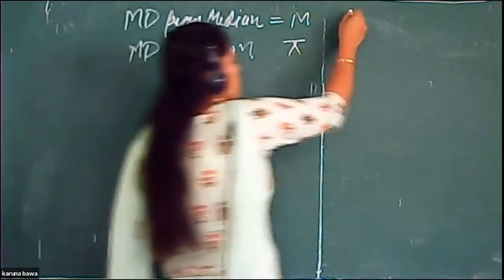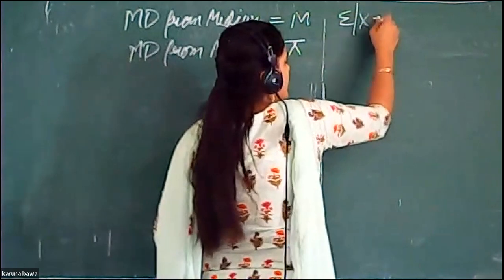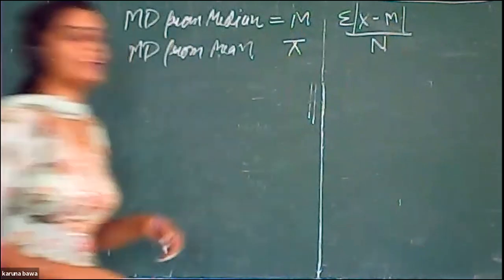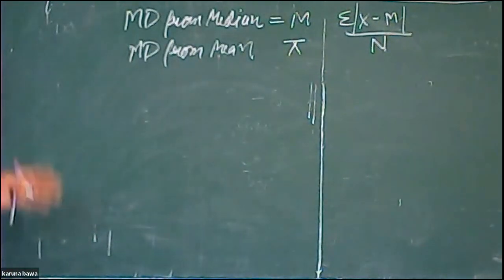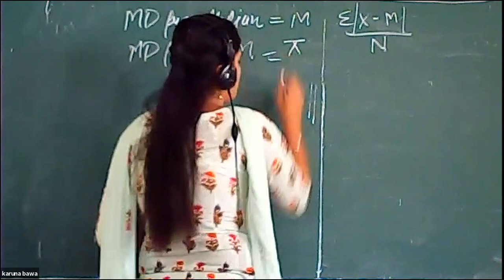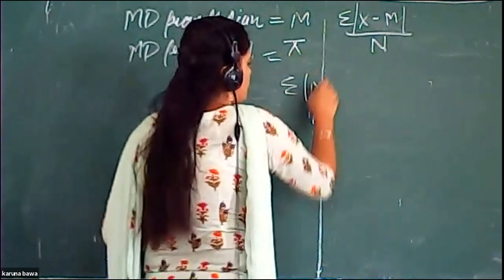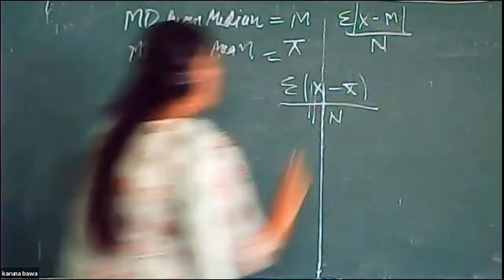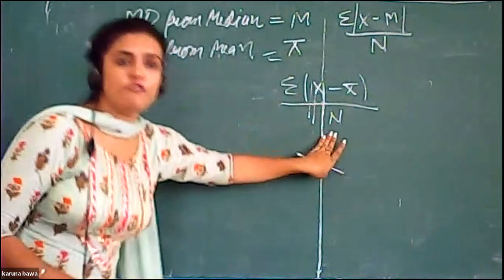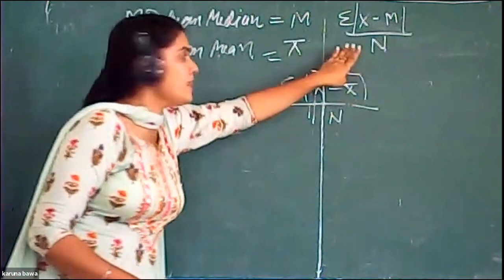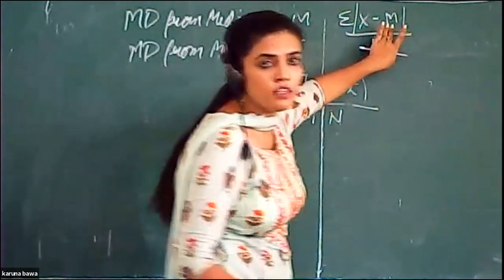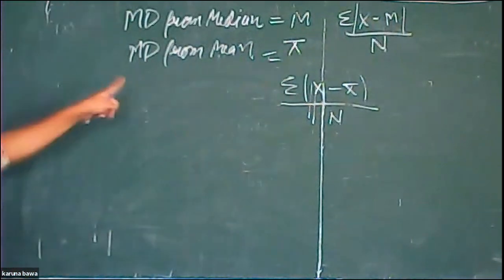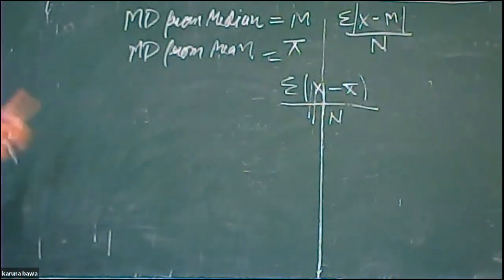The formula for mean deviation from median is summation |x minus median| divided by n. On the other hand, the formula for mean deviation from mean is summation |x minus x bar|, that is the mean, divided by n. Here n is the number of observations. This is the formula of mean deviation from median and from mean.